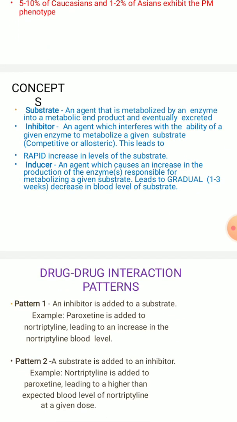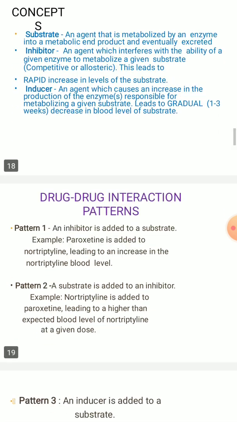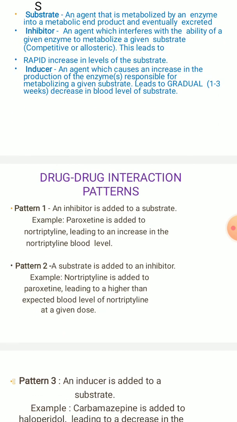So now we will see the drug interaction patterns. In pattern 1, an inhibitor is added to a substrate molecule. For example, paroxetine is added to nortriptyline, which leads to an increase in the nortriptyline blood level. So what will be the inhibitory activity? What is going to happen in pattern 1?